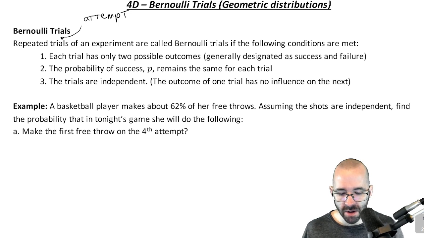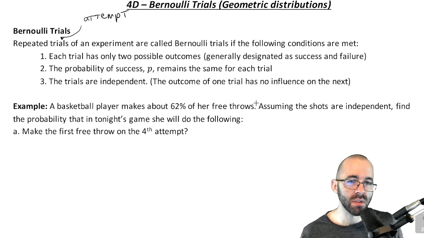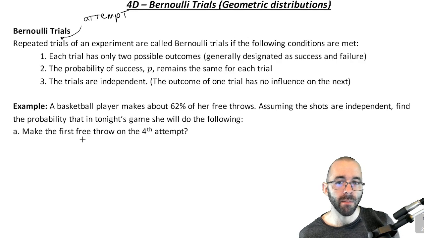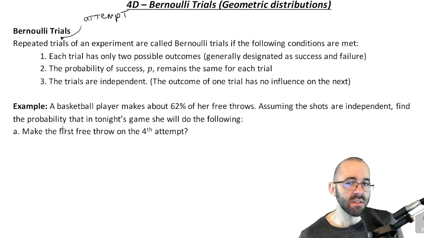Let's see an example here. Let's say we're looking at a basketball player and she makes about 62% of her free throws. Normally this is not independent, but we're going to assume that these shots are independent. Find the probability that in tonight's game, she'll do the following. So it's a probability that the first free throw she makes is on the 4th attempt.